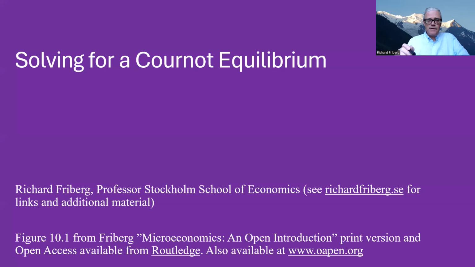So here we're going to be solving for a Cournot equilibrium. We're going to be seeing how that is done. So it's one particular numerical case. We're thinking of a setting where there are two firms selling a homogeneous product, so they're the same. In the book, going back to Cournot's original example from 1838, we're looking at the case of two firms selling bottled water.